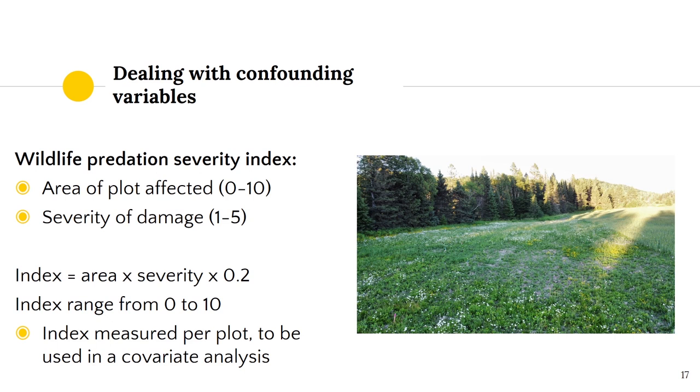We don't have to know exactly what this is, but she's accounting for how much of the area of the plot is affected, so the size of the plot that is damaged and the severity of the damage. And so every soybean plot she has, aside from yield, which is what she's really interested in, will have a value from 0 to 10 indicating how severe the wildlife predation is. And this can be used in a covariate analysis to better understand the pure effect of these mycorrhizal fungi on soybean yield.